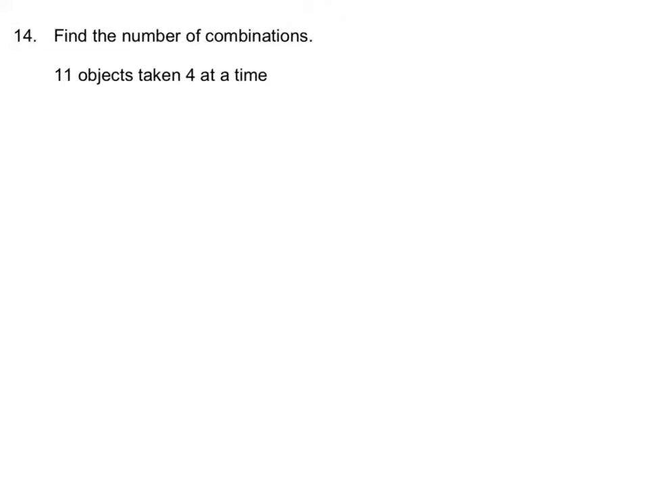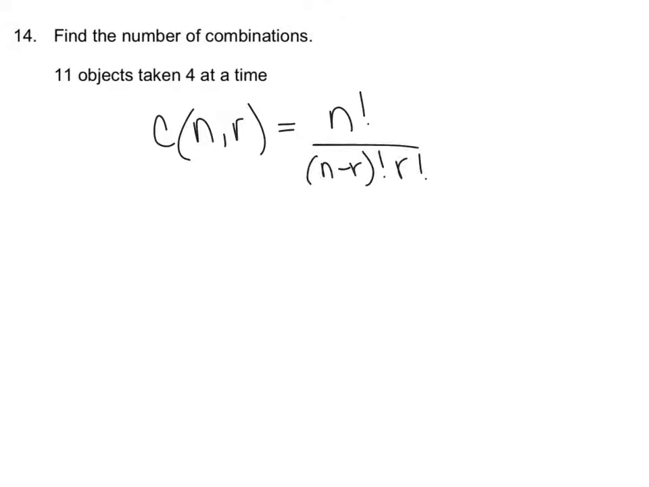Now I want to find the number of combinations, and I have 11 objects taken 4 at a time. The formula for combination is C(n, r), and we have n factorial divided by n minus r factorial times r factorial. And n again is just the total number of objects, which is 11, and r is the number of objects that we're selecting, and that would be 4.